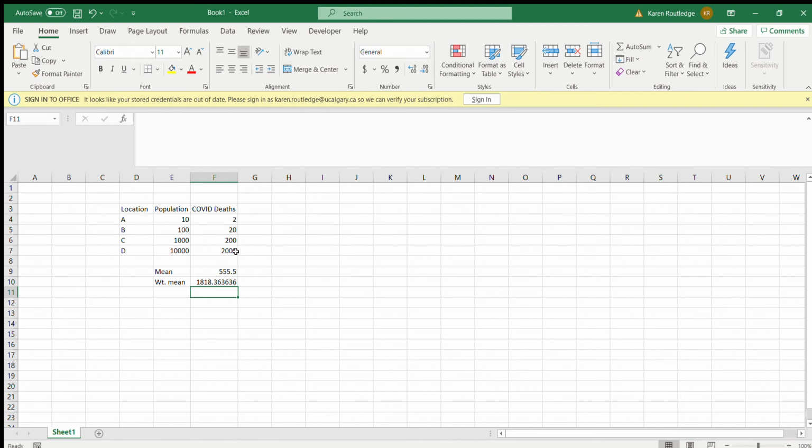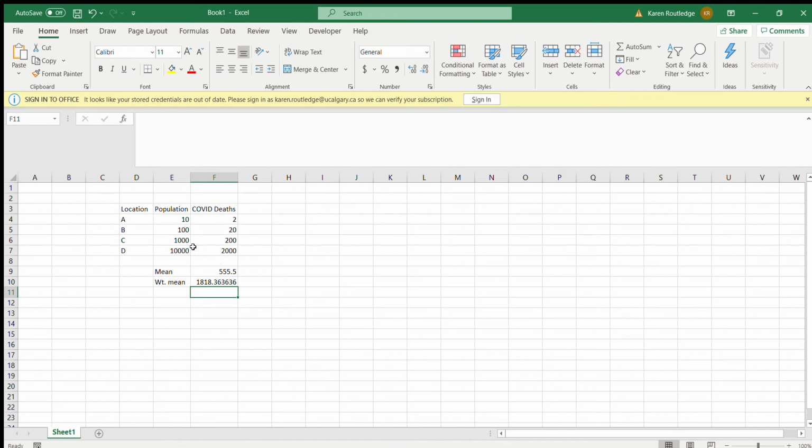So our value is 2000. When we follow it closely, we get 1800. That is pretty close. Unfortunately, it is arguably even less of a good summary of the average, the representative number of deaths across the 4 locations.